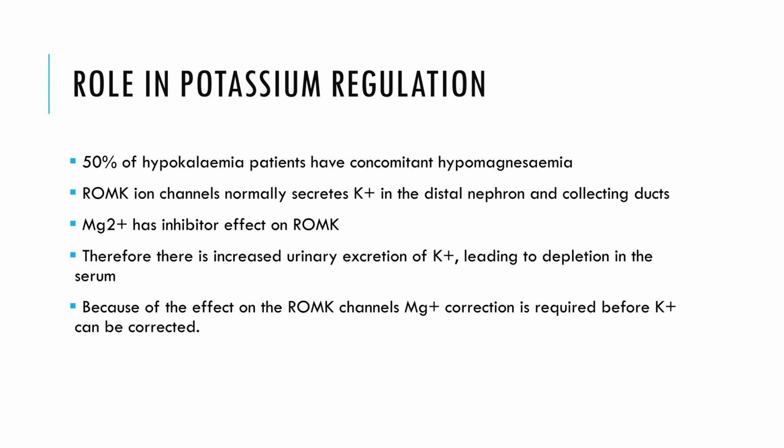Now, why does magnesium affect the potassium in this way? The channels that are responsible for what I just mentioned regarding the absorption and secretion of potassium are called ROMK channels. Magnesium actually has an inhibitory effect on this particular channel. And therefore, when magnesium is low, there's increased activity of this channel, leading to increased secretion of potassium in the distal nephron and collecting ducts, leading to a depletion of potassium through the urine. And in this case, once again, you can have a patient, low potassium, you give them intravenous potassium replacement, but it's just not coming up. And the reason might be because the magnesium is low.